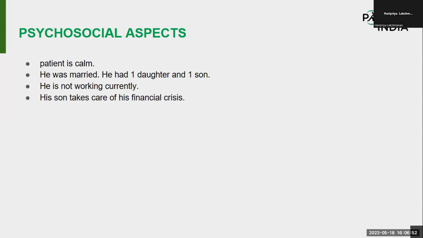Psychosocial aspect: the patient is calm. He was married. He had one daughter and one son. He is not working currently. His son is taking care of all his financial crisis. Next slide.